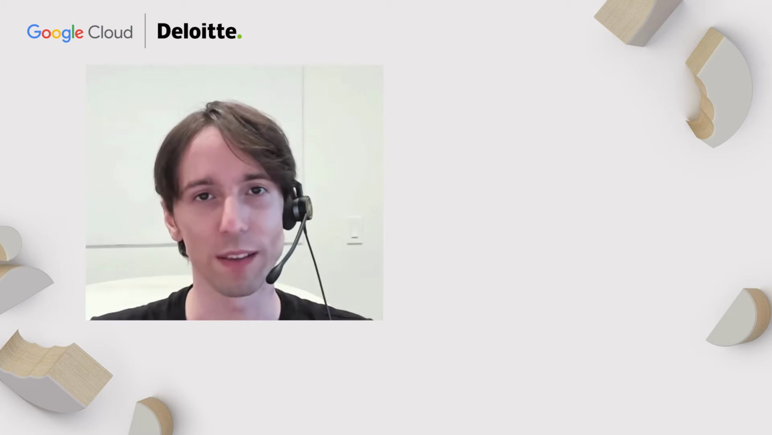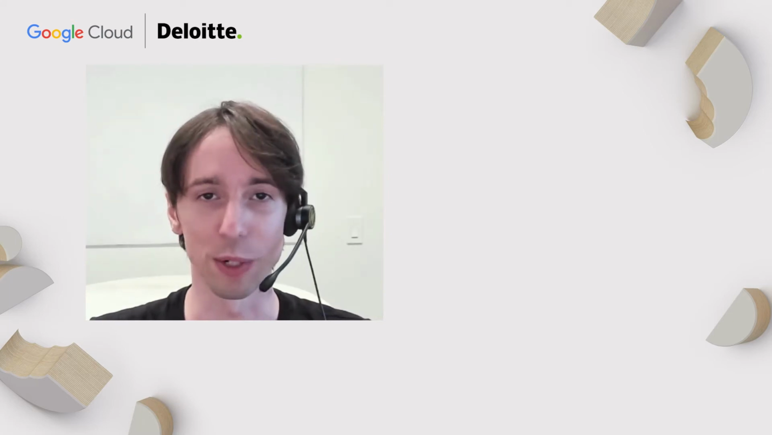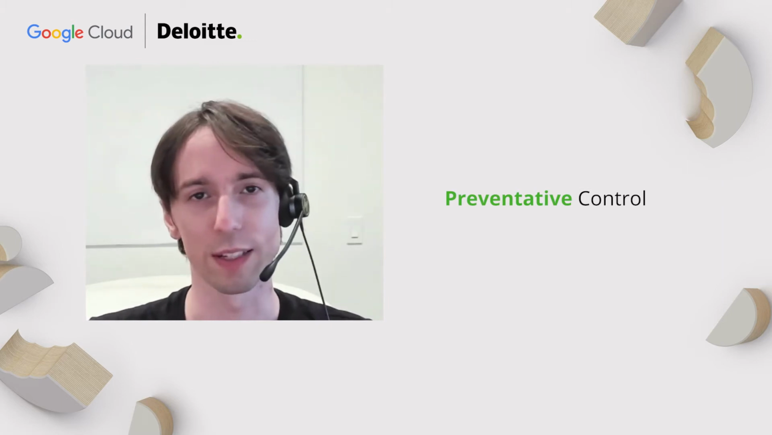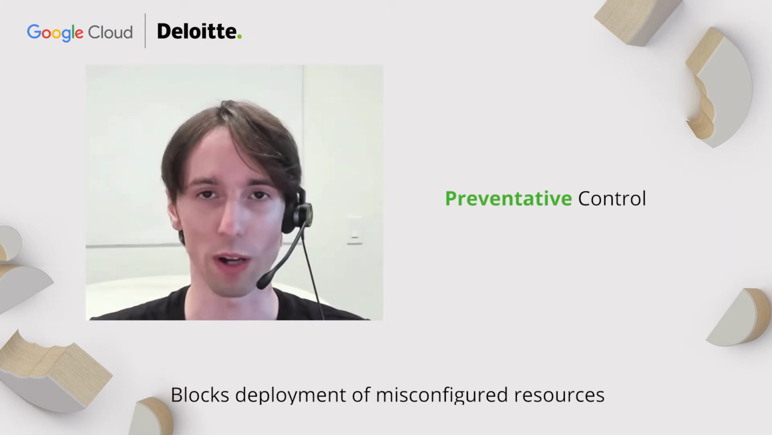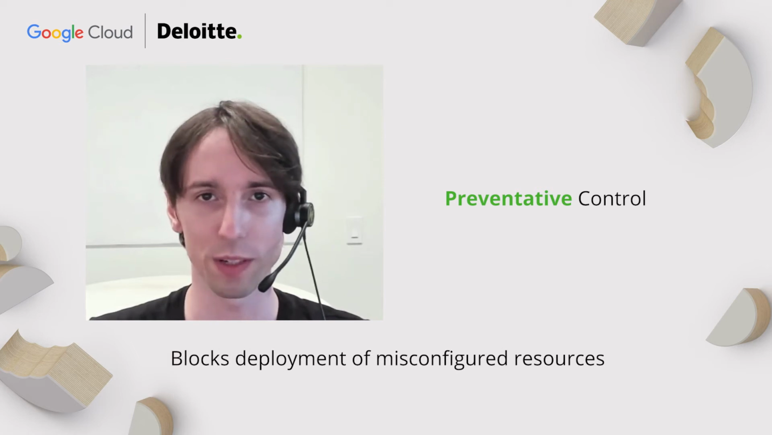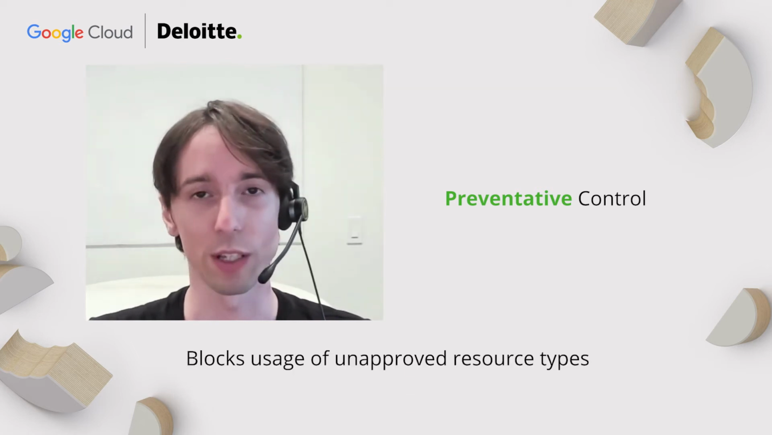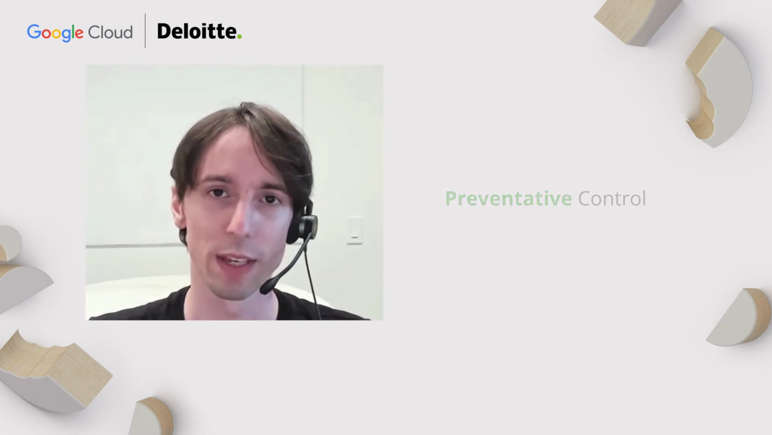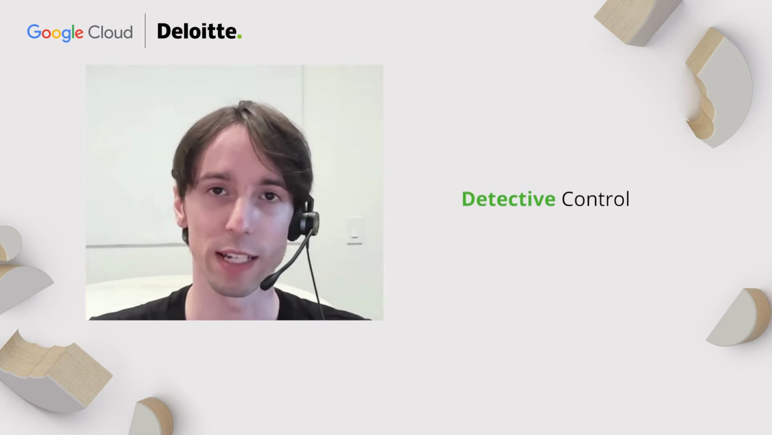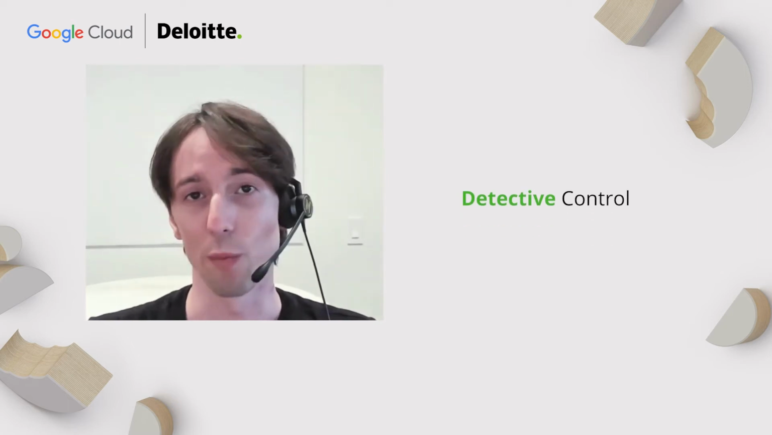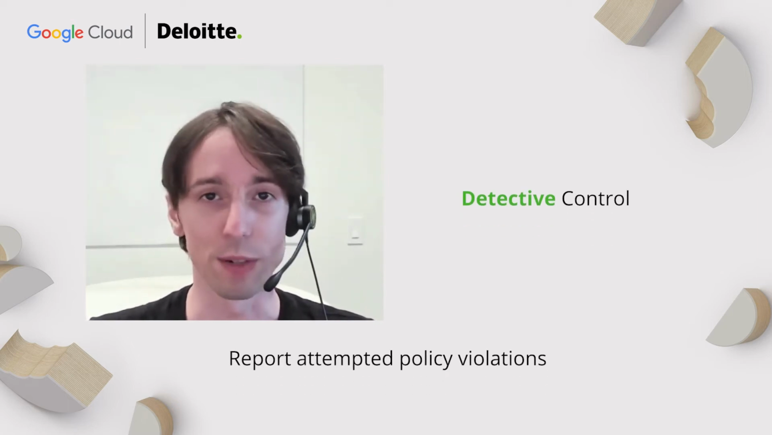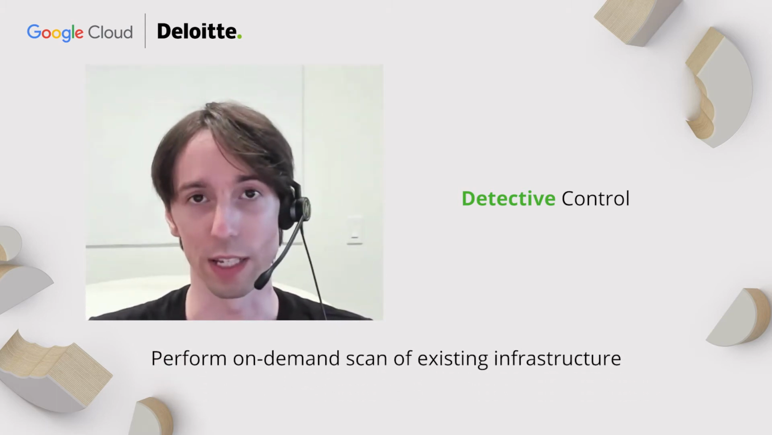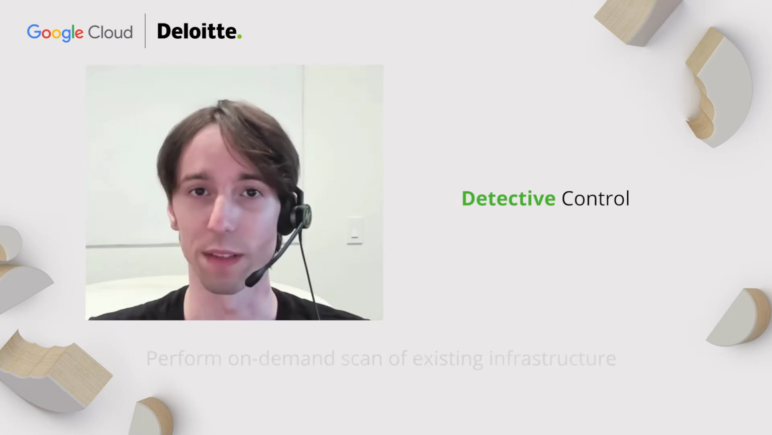So broadly speaking, there are two categories of capabilities we're interested in. The first are preventative controls. This is Gatekeeper's ability to block the deployment of misconfigured resources, and also the ability to block usage of unapproved resources and services in their entirety. And second, it can function as a detective control. So it can report violations for attempted resource deployments, and it can also be used as an on-demand scanner against your assets to get a point-in-time assessment of their configuration.